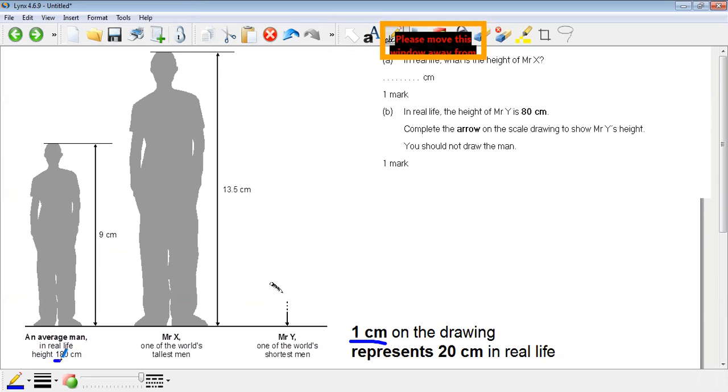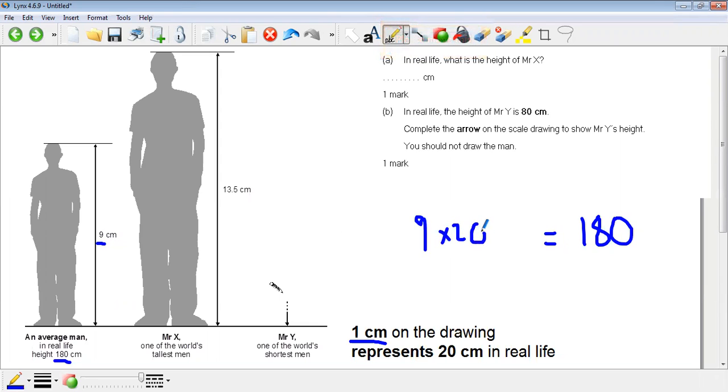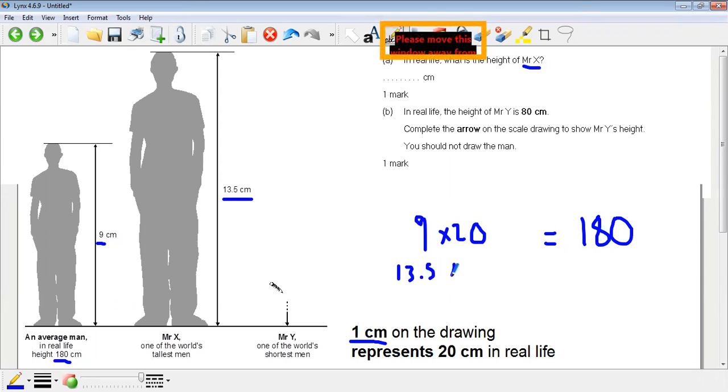So you can see here that the man is 180 centimetres tall, and that's because on the model it's 9 lots of 20, which make that 180. So what he wants to know is what the height of Mr. X is. So we've got this figure here, 13.5, and we would therefore need to times it by 20 to find out what that is.